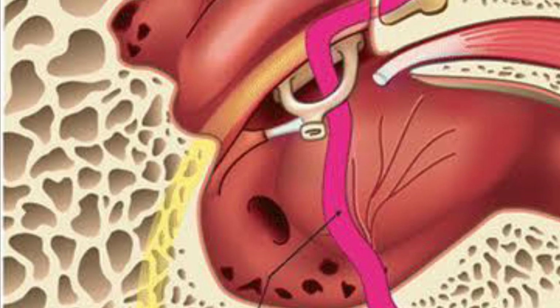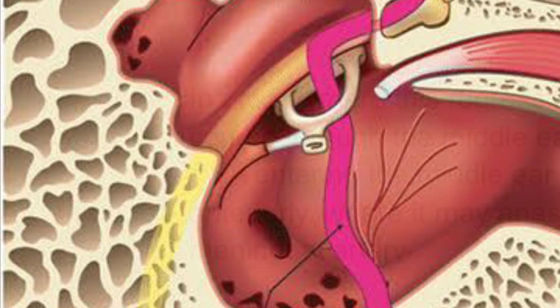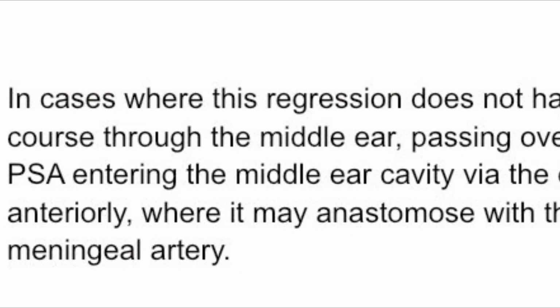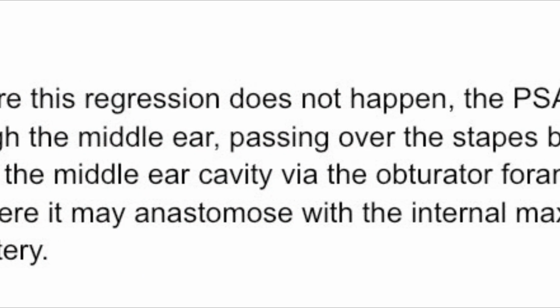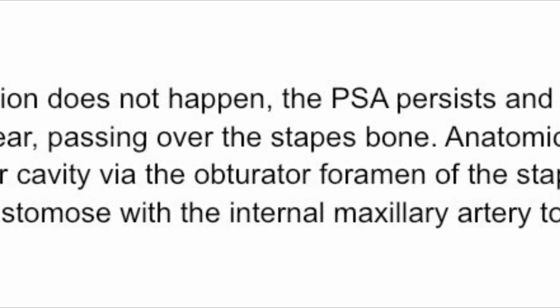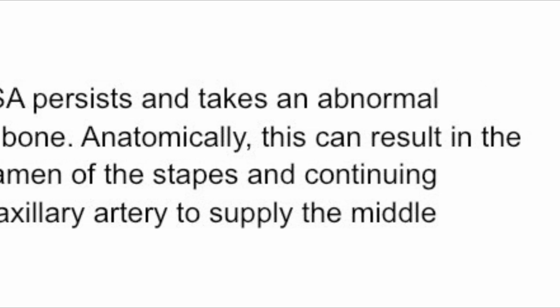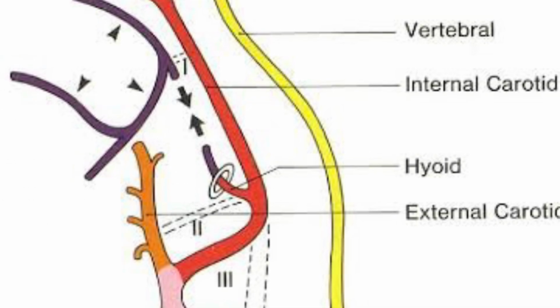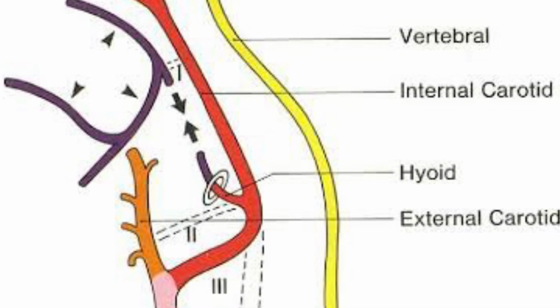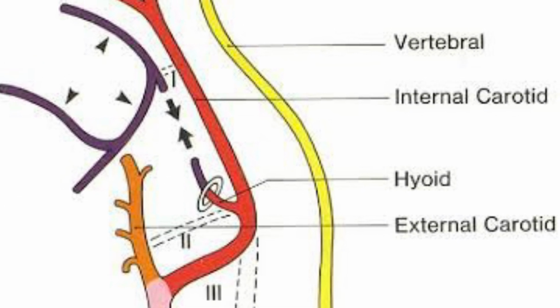By the 8th week of gestation, this artery typically regresses, and its role is replaced by branches of the external carotid artery, primarily the middle meningeal artery. In cases where this regression does not happen, the PSA persists and takes an abnormal course through the middle ear, passing over the stapes bone.